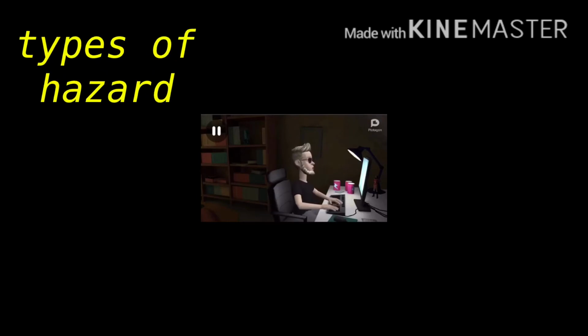So today, I will be discussing the types of hazard, probability, and risk matrix. First, we will be dealing with the types of hazard. In the types of hazard, there are 7 types of hazard. So first is the natural hazard.